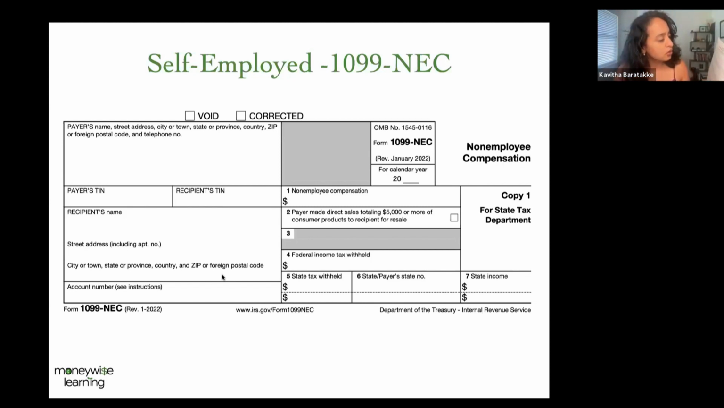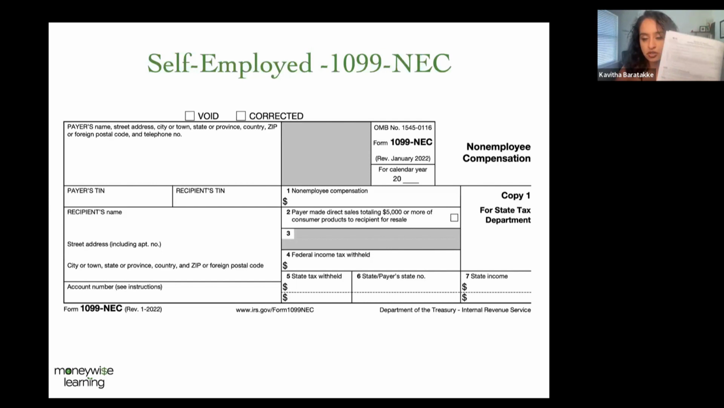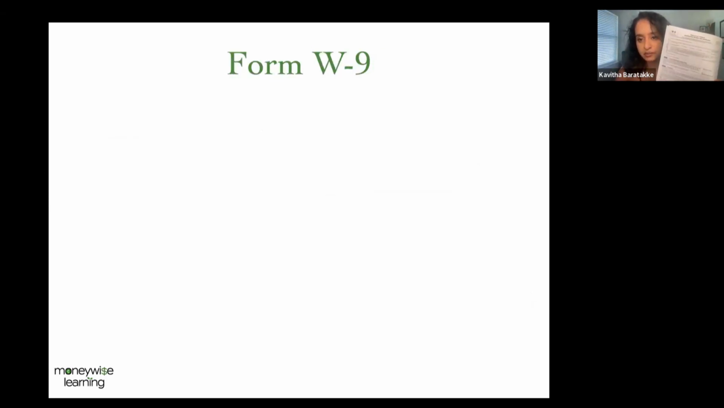Recipient's name, recipient's TIN, and I need to basically issue this to him, but I need his information. It says, oh, is he operating as an individual? Is he having a corporation? What kind of company does he have? What's his business name? What's his name? What's his social security? What's his EIN? I need to report all this in the 1099 NEC. So I'm going to collect it using a form W-9.